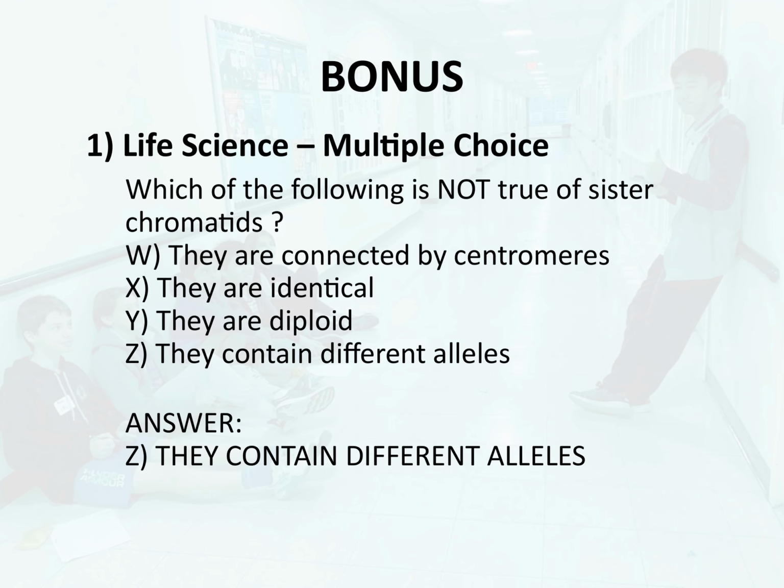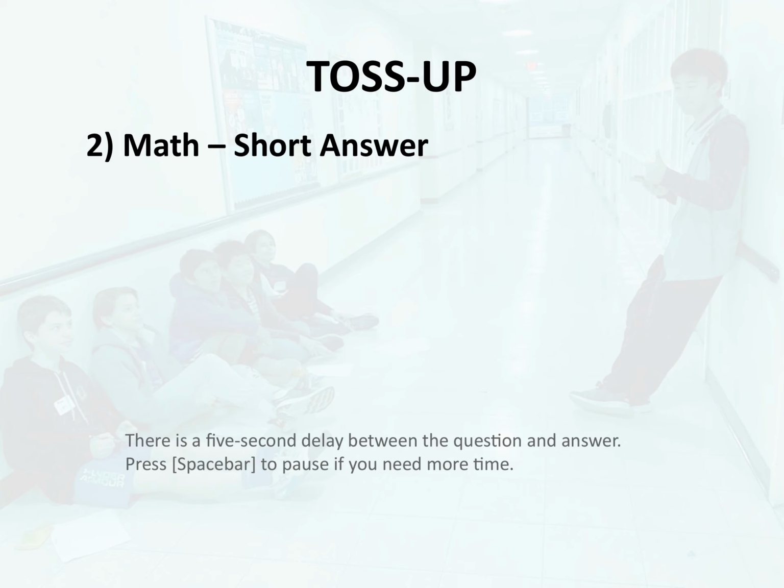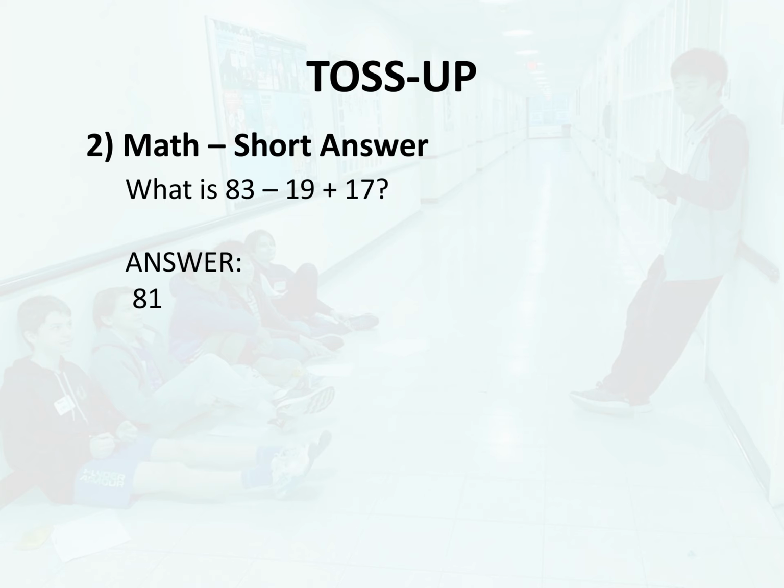Answer. Z. They contain different alleles. Toss-up 2. Math, short answer. What is 83 minus 19 plus 17? Answer, 81.